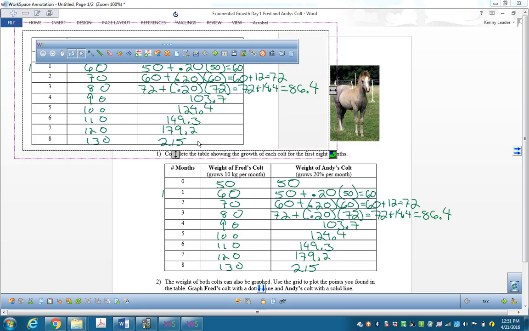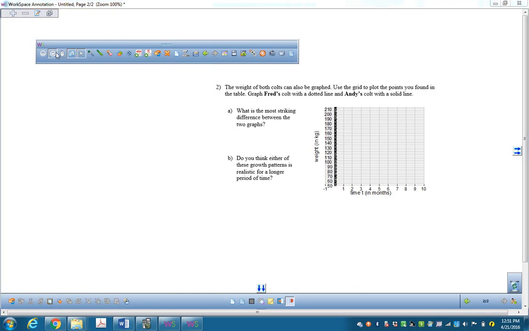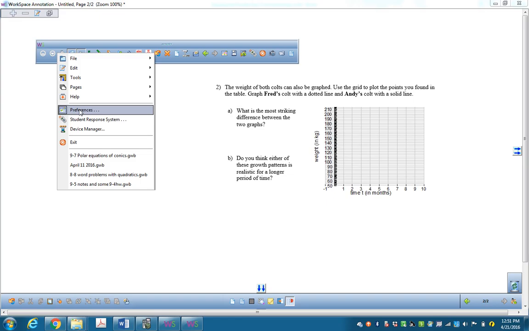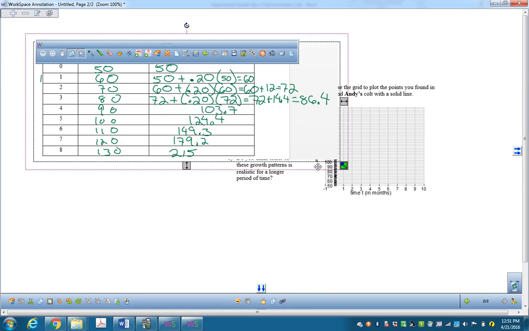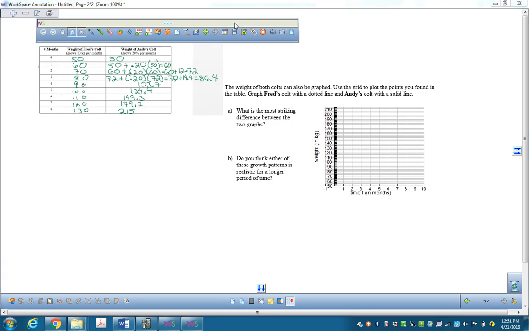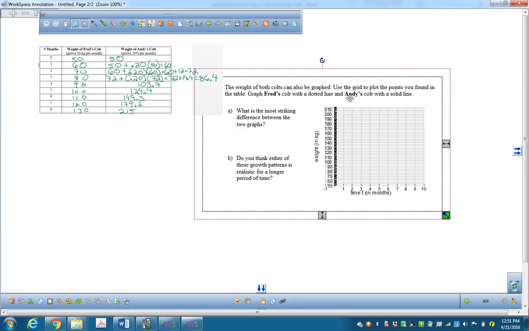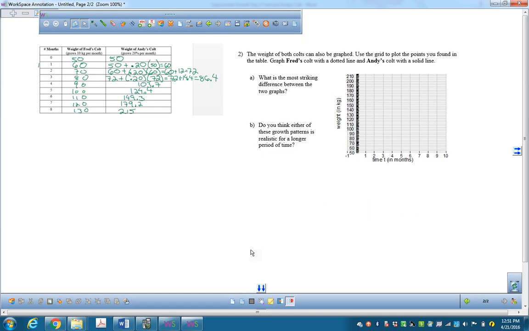Edit, copy. And then I'm going to go to the next page, and I'm going to go edit, paste. There it is. So now I have the table right there. Okay. So now I could take this information and I could make a graph of it.